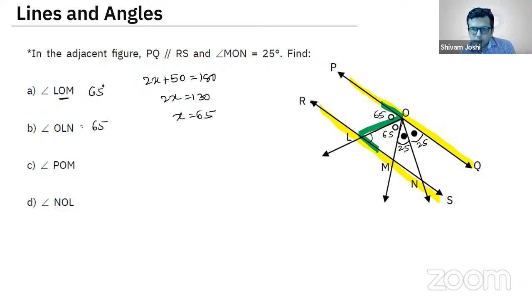POM. Okay, so POM is nothing but the summation of these two. Can you see that? 65 and another 65. So that has to be 130. And the last one is the NOL. So we have N here, O here, and L here, right? So NOL will be the total of these two angles. Look at this. This is NOL, right? So it's a total of 65 and 25, which is equal to 90.